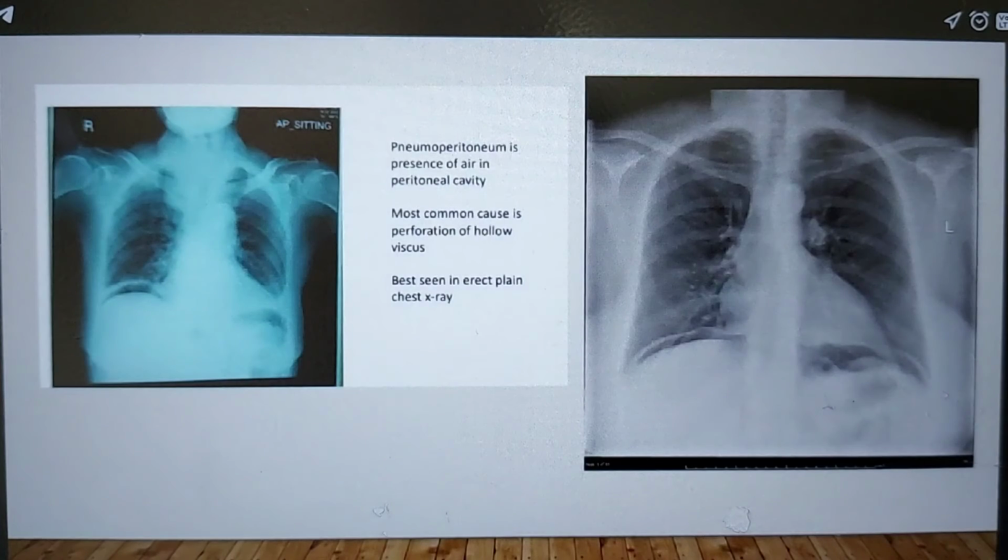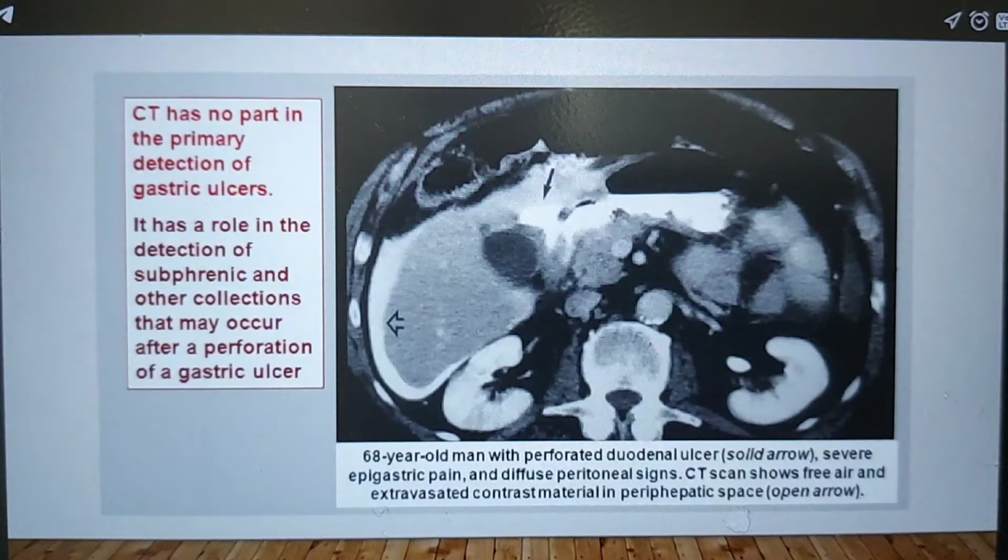Okay, these are examples of the test. X-ray showing an perforated ulcer. Also, it could be perforation into other organs. Then this is the example of a CT scan in a 68-year-old man with perforated duodenal ulcer, who came with severe epigastric pain and a twisted duodenal site.